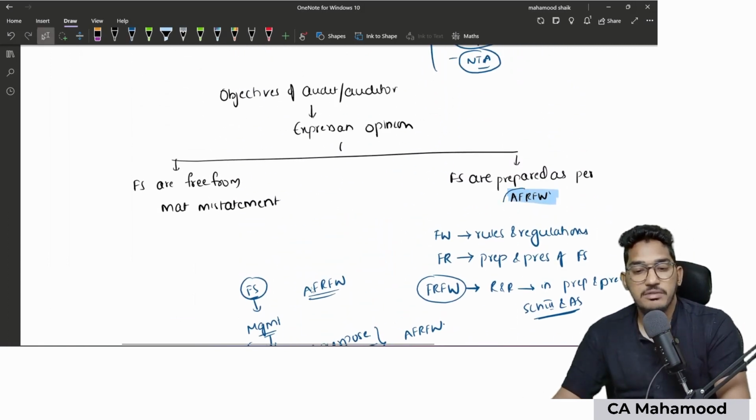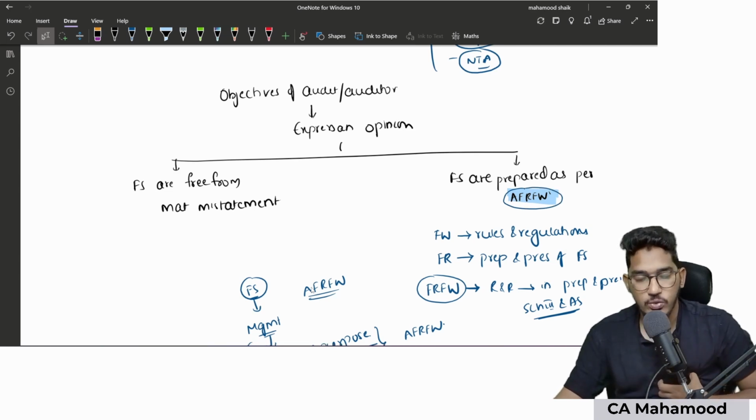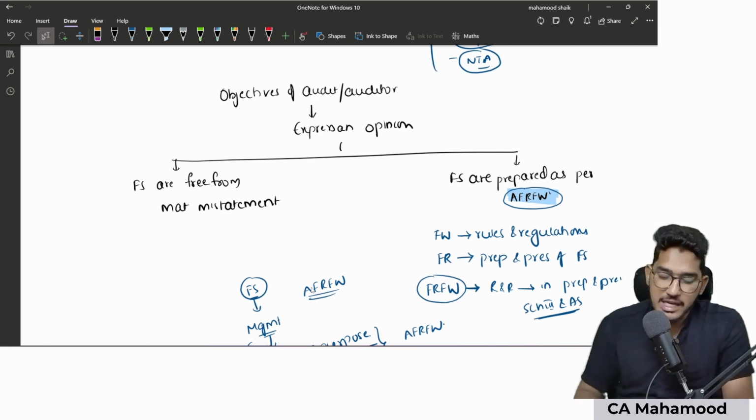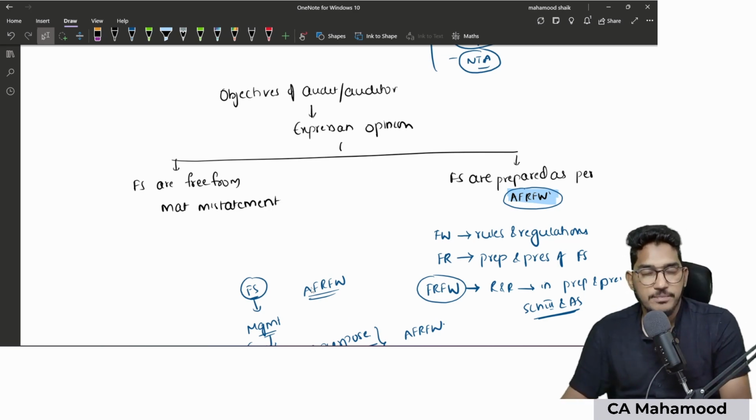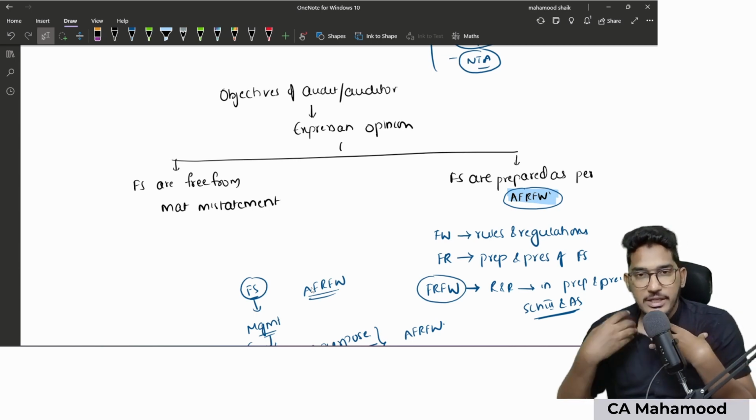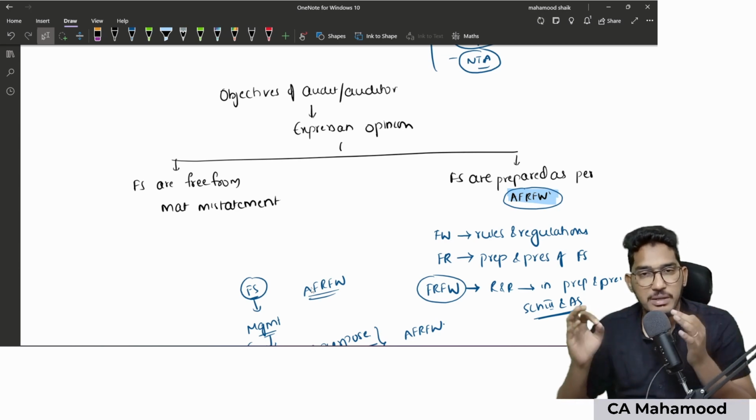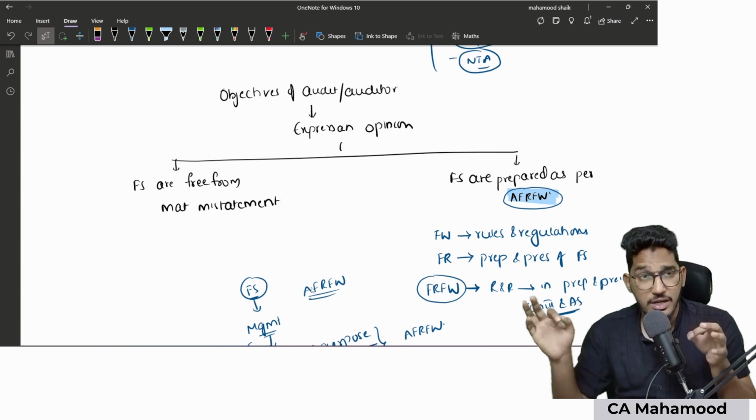Now the second objective: whether financial statements are prepared as per applicable financial reporting framework. Nothing but as an auditor, I need to express my opinion. Whatever financial statements are prepared by the management, are they as per the applicable financial reporting framework? If I am conducting audit of a company, I need to express opinion whether my client company prepared the financial statements as per Schedule 3 and accounting standards.